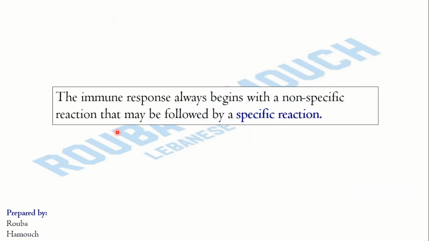Now, the immune response always begins with a non-specific reaction that may be followed by a specific one, when the non-specific response or phagocytosis fails to eliminate the intruder. When the intruder becomes resistant, in this case, the specific immune response takes place.